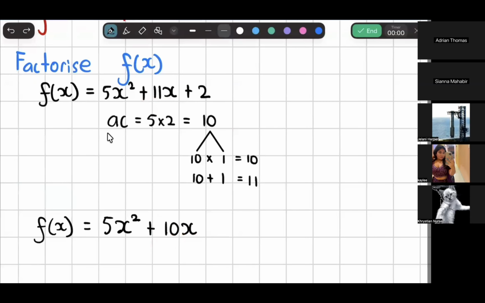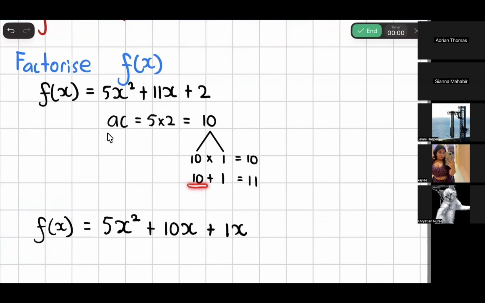What would I need to add to 10x to get 11x? And your answer is right in front of you. I promise. 1 to 1x. Yes, 10x plus 1x. So after you figure out what two numbers to use, you're going to use them to split the middle term. So 11x is really just 10x plus another x.